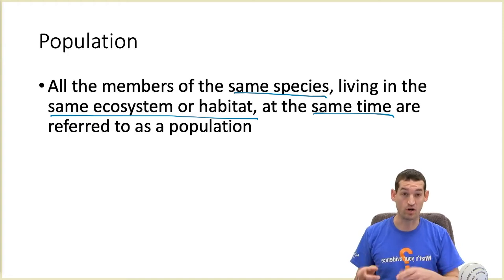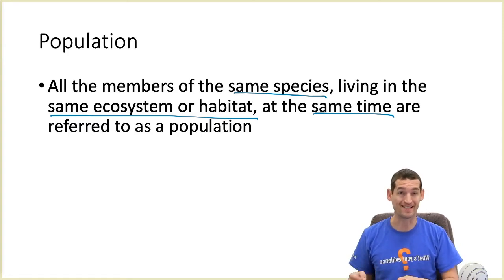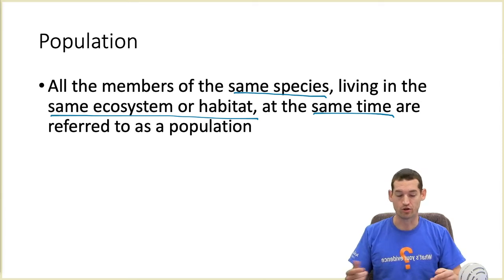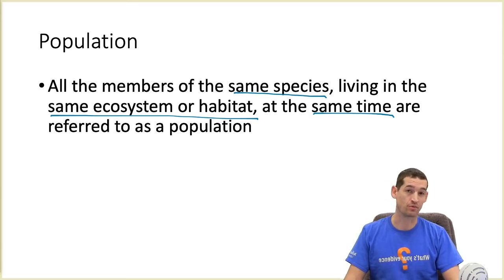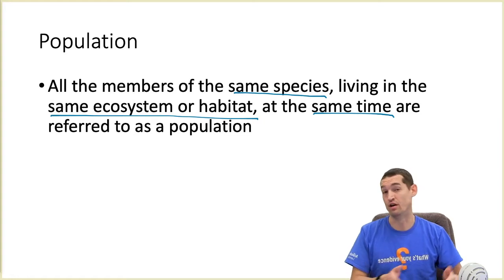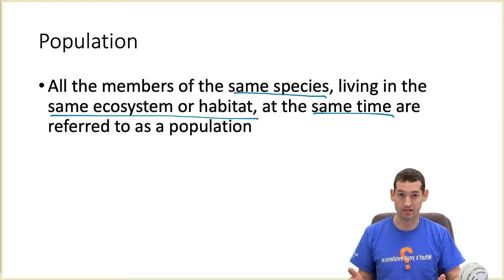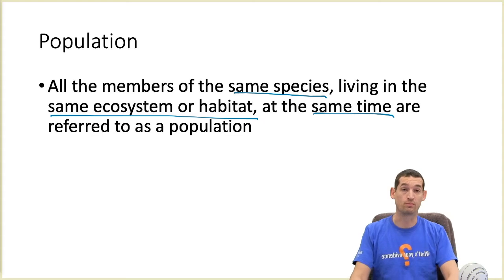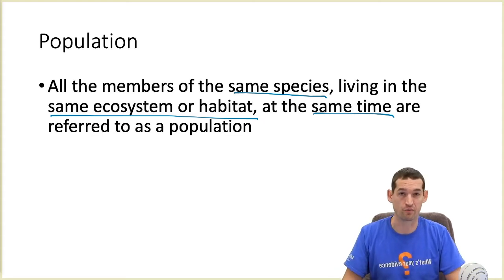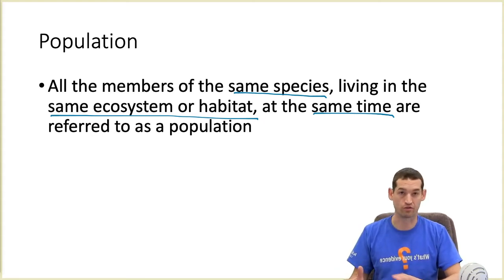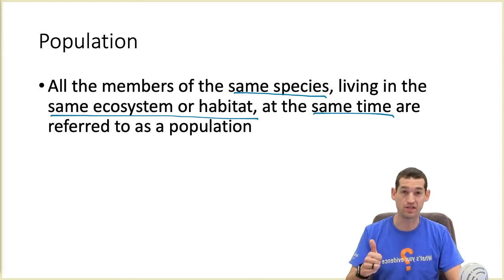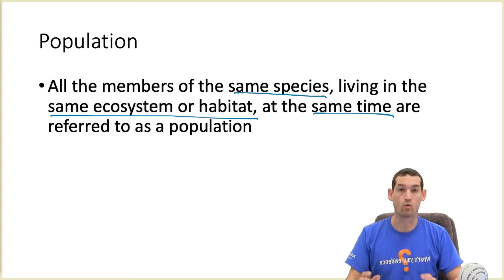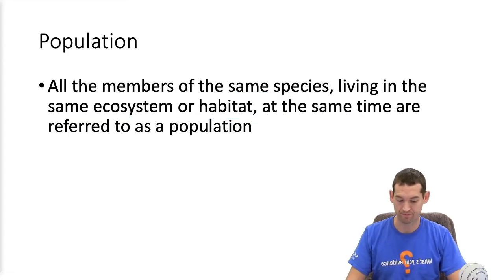You have to say what species, in what place, and what time. So in biology, we would have to ask that same question to say, what is the population of humans in Cardston in 2020? That would be a more accurate question. If you just said what's the population, that doesn't give me enough information to answer from a biological standpoint. So same species, same place, same time. Those are the three things you have to be aware of to talk about a population.